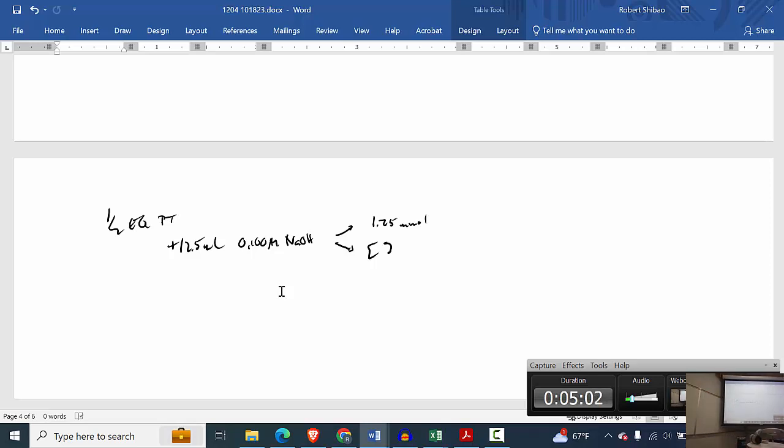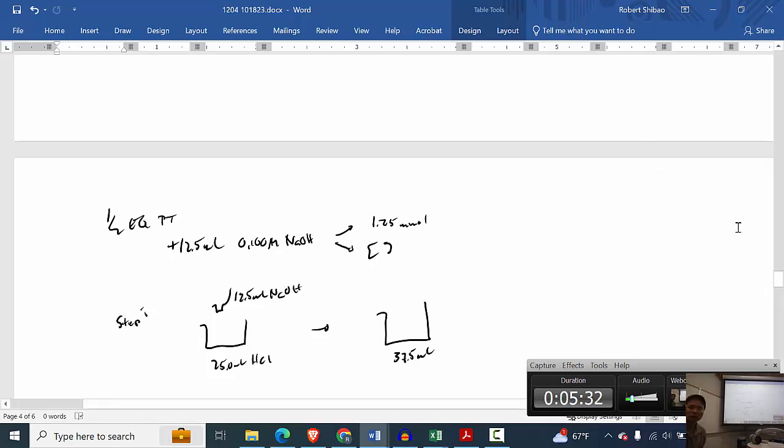What I do here is we need step I, which would be the solution dilution. I have my original 25.0 milliliters of HCl solution, and then I'm going to add to this 12.5 milliliters of the sodium hydroxide solution. So altogether, I'm going to have 37.5 milliliters. What I have to do here is just figure out what the new concentrations are going to be.